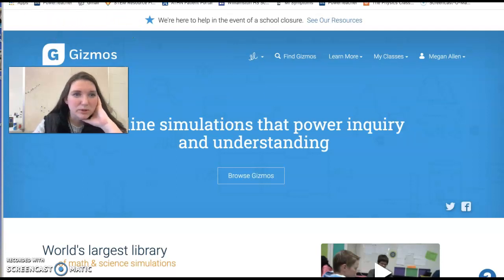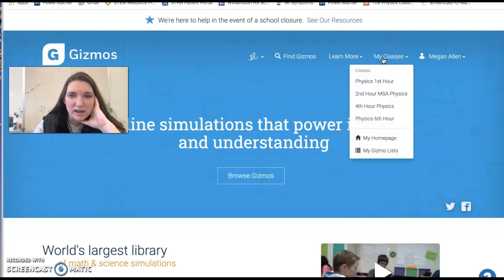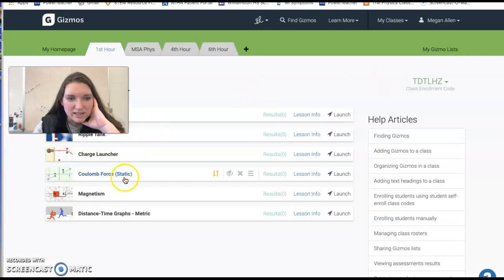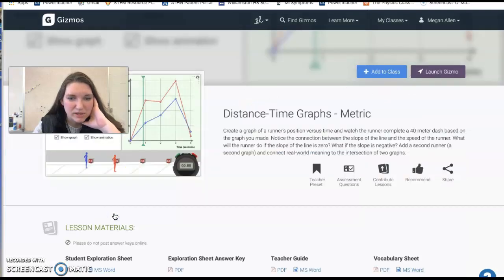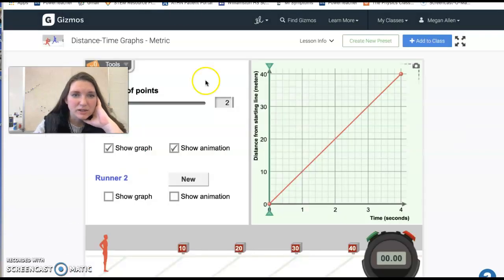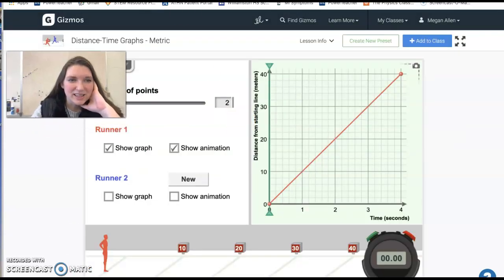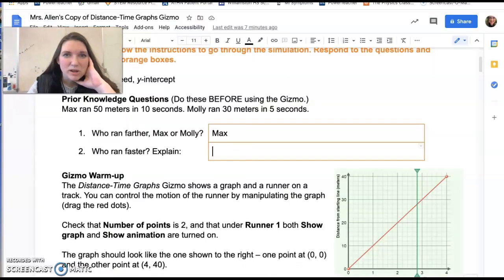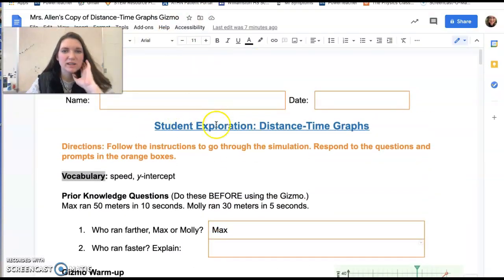Okay, so go to explorelearning.com, and then you're going to go to My Classes and log in. You should have a class already there. If you switched classes this semester, it's still fine. You can just use your old class. Find Distance-Time Graphs Metric, and then click Launch Gizmo. You'll get a screen that looks a lot like this, and you're going to open up your Distance-Time Graphs Gizmo worksheet that looks like this.